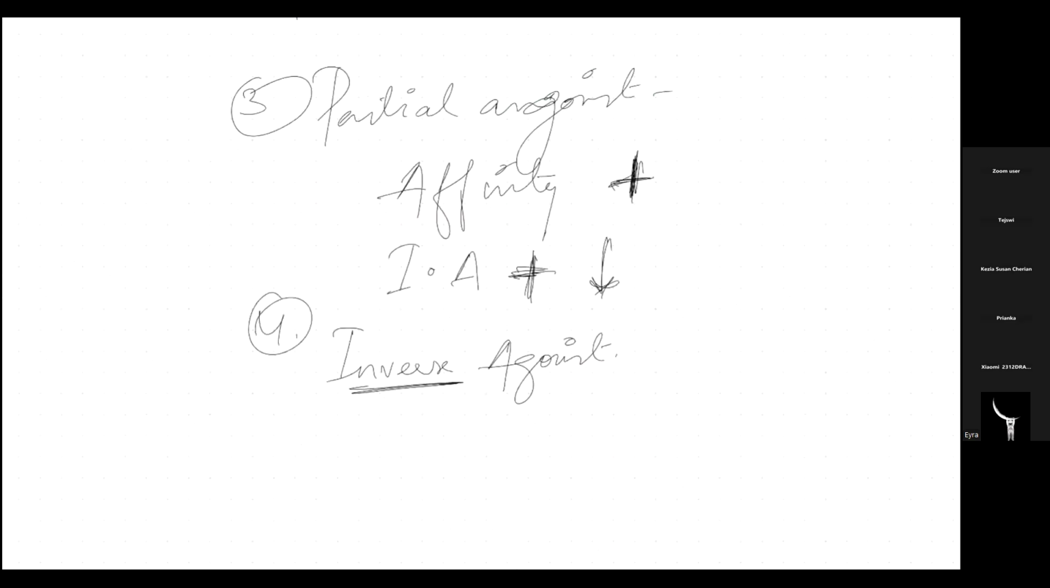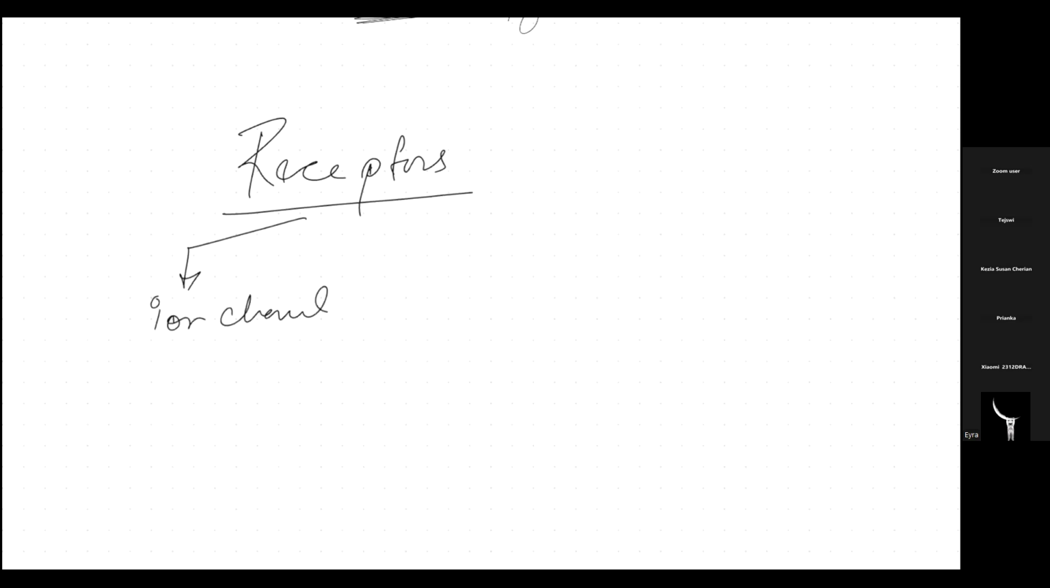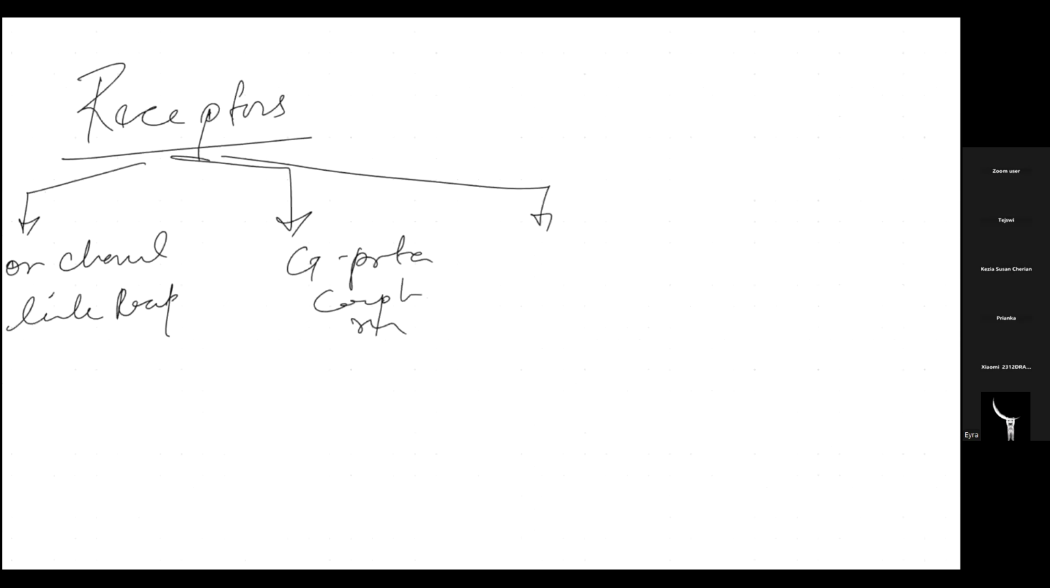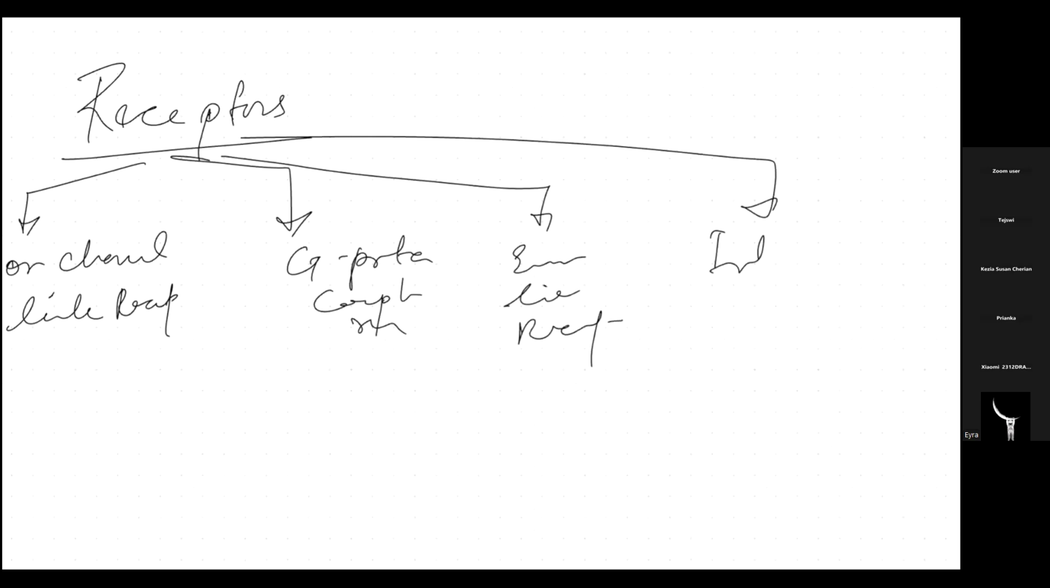Now the next part of today's session is receptors. We already discussed what a receptor is, but now we will discuss the types of receptors. The types are ion channel linked receptor, which we already discussed in the calcium blocker, then G protein coupled receptor, enzyme linked receptor, and intracellular receptor. We already discussed this receptor part, so it's okay. So these were the types.